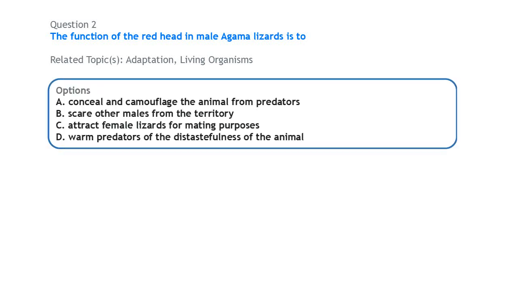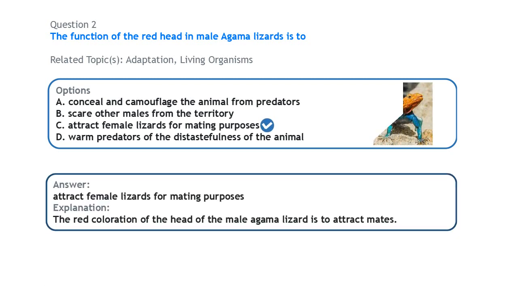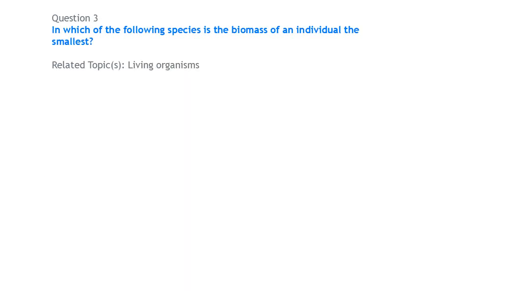Next, on adaptation, the function of the red head in male agama lizards is to attract the female lizard for mating. So it's one of the courtship behaviors in agama lizard. That attractive red head is to draw the attention of the female lizard.